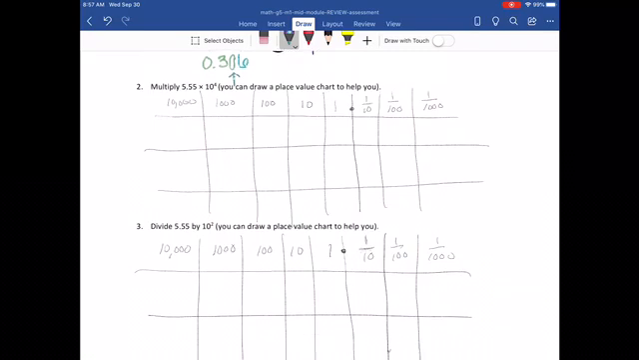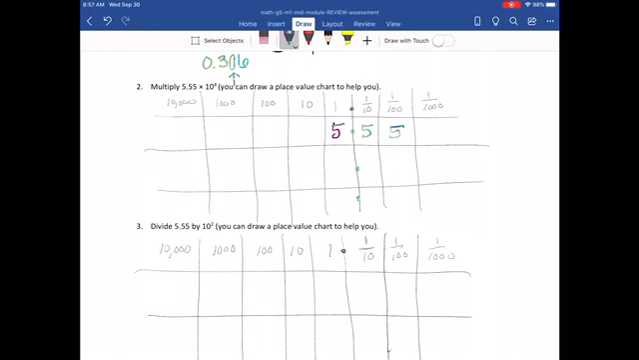Number 2, multiply 5.55 times 10 to the 4th. You can draw a place value chart to help you. Notice I've already drawn mine so that I didn't have to spend the time doing that. You don't have to draw a place value chart if you don't want to, but you can. So I have to put in here that I have 5 ones, 5 tenths, and 5 hundredths. So notice there's a decimal point here. The decimal point is always along this line.